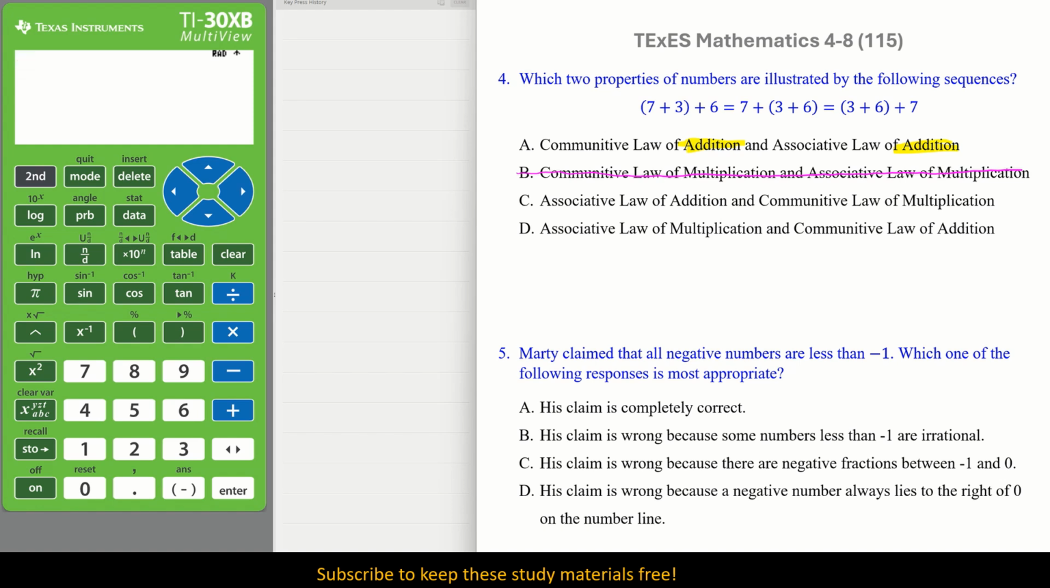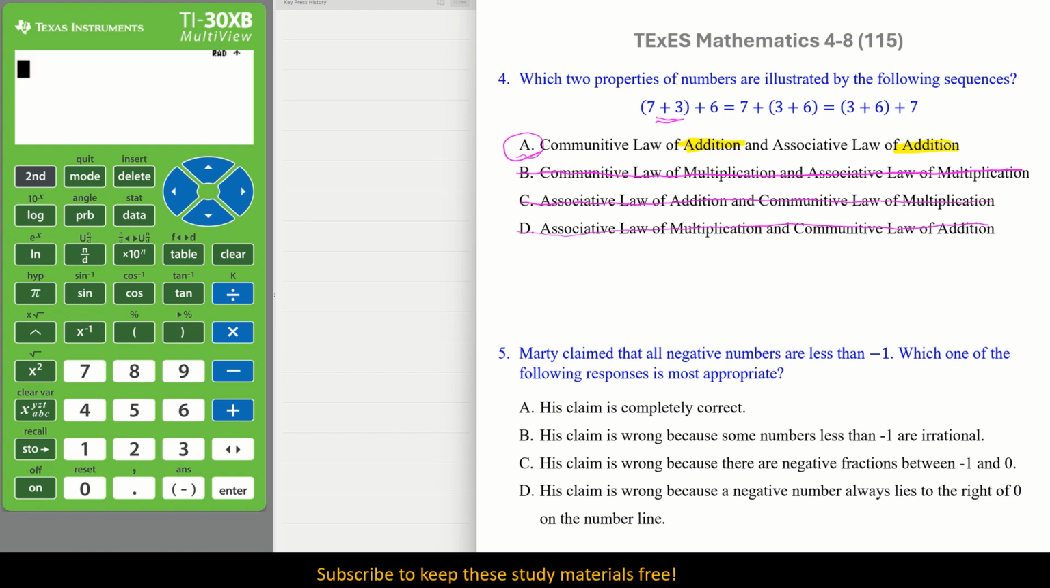But with C, we are talking about multiplication. Well, there is no multiplication to discuss. The same thing going on here with D. Just by knowing our properties, we've eliminated everything but A. Okay, well, let's really look at it. Okay, let's start on the left-hand side. In parentheses, we have 7 plus 3.